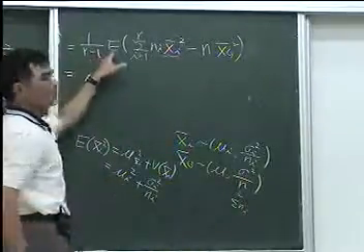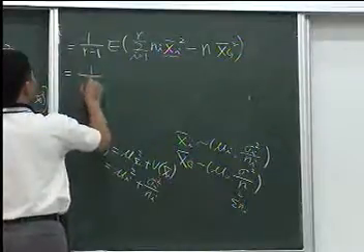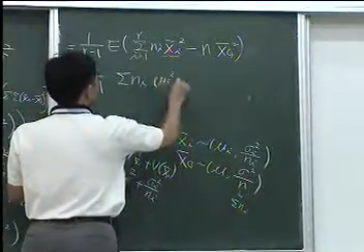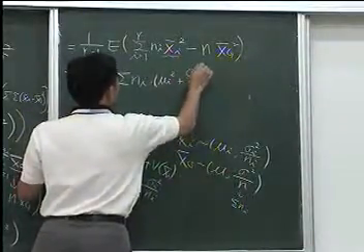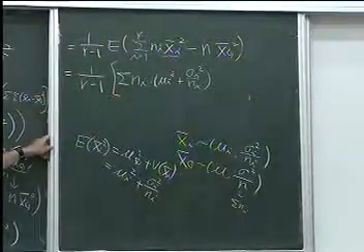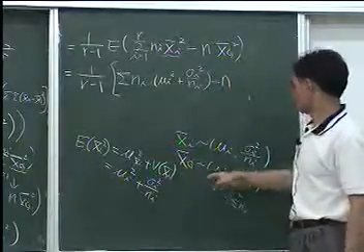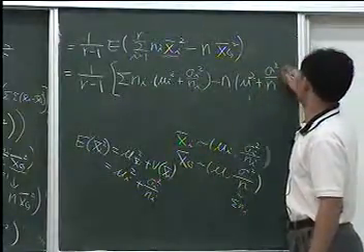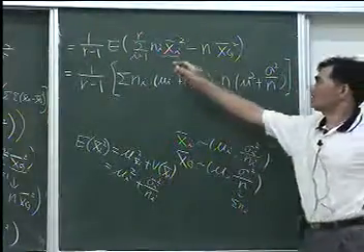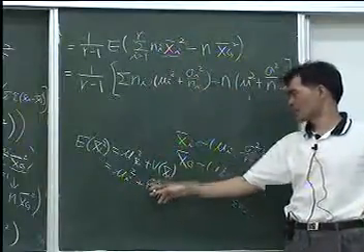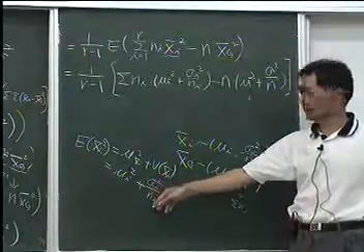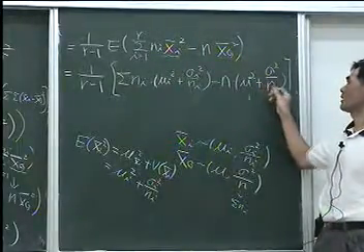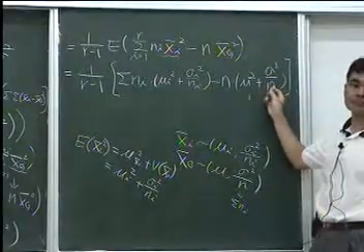So we move this expectation inside. What do we get? 1 over R minus 1 summation Ni times mu I squared plus sigma I squared over Ni. Any questions? And then here, minus n times mu squared plus sigma squared over n. Because the expectation of X bar I squared is equal to mu I squared plus sigma I squared over Ni. And for X bar G squared, we take the expectation and get mu squared plus sigma squared divided by n.